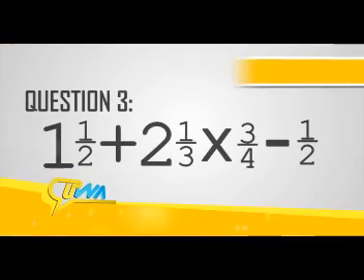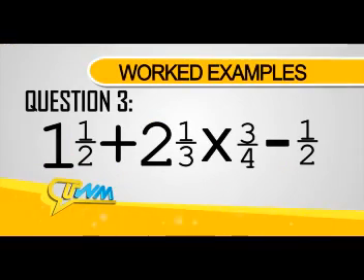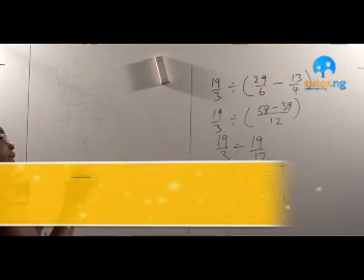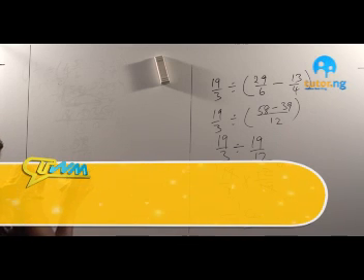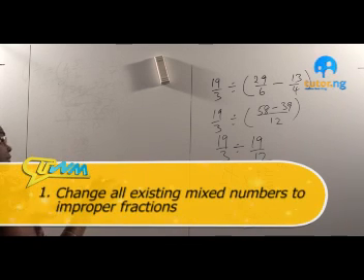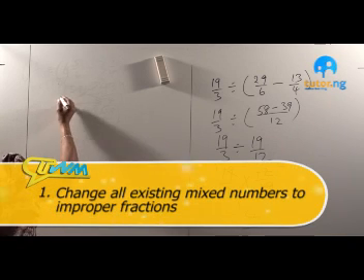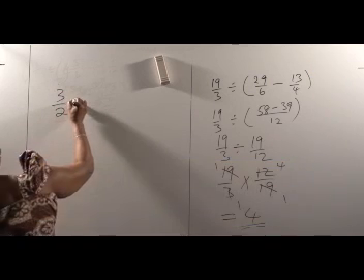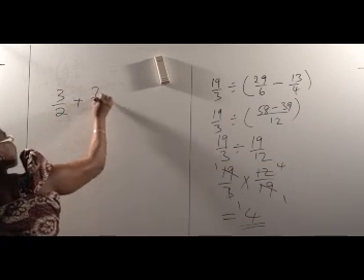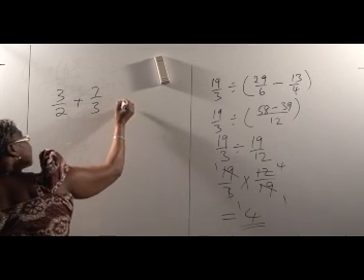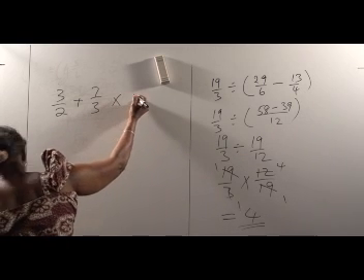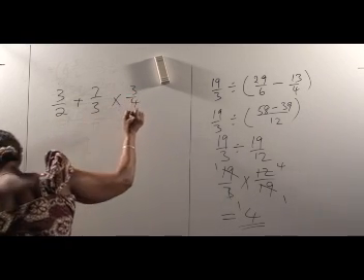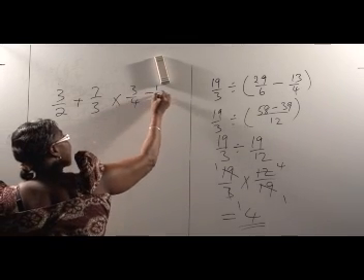Example 3. In example 3, you are dealing with BODMAS. Step 1, deal with any mixed number. So we have 3 over 2 plus 7 over 3 times 3 over 4 minus half.